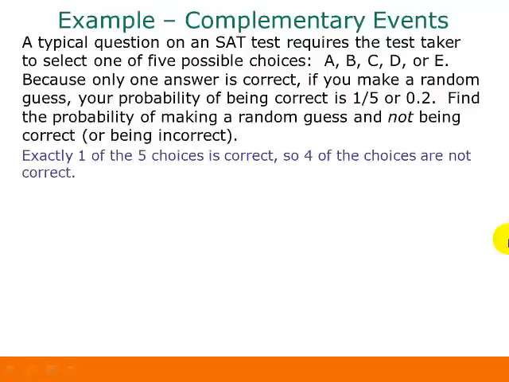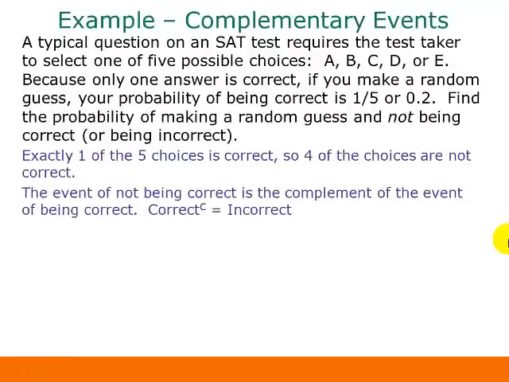We already said that exactly one of the 5 choices is correct. That means 4 of the choices are not correct. The event of not being correct is the complement of the event of being correct. So we've got correct, and the complement of that is incorrect. So the probability of the complement of correct is the same as the probability of being incorrect. And since 4 of the 5 choices are incorrect choices, then the probability of being incorrect is 4/5 or 0.8.